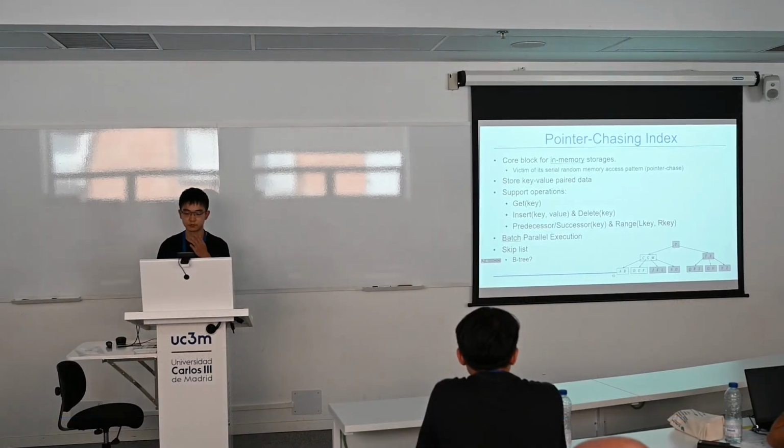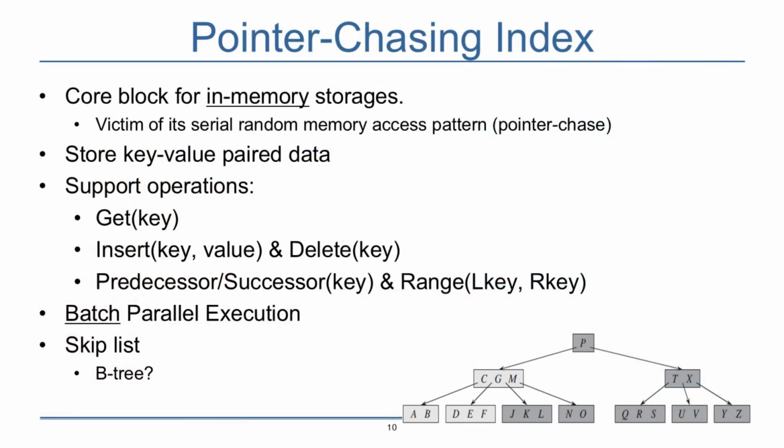With the model constructed, we can design PIM-friendly indexes. We choose pointer-chasing indexes as our topic because they are a core block for in-memory storage and are widely known as a victim of their serial random memory access pattern. In our design, the index stores key-value pair data and supports 5 types of operations: get, insert, delete, predecessor or successor, and range query.